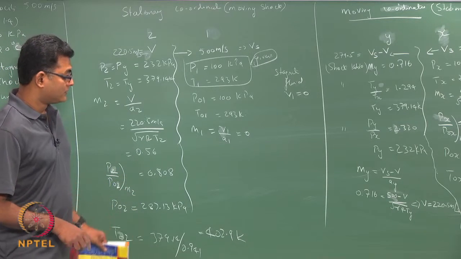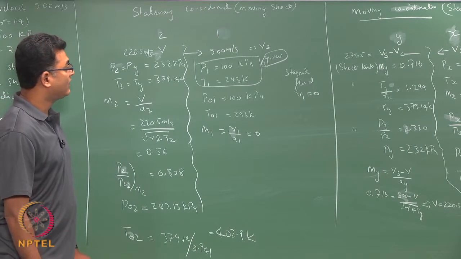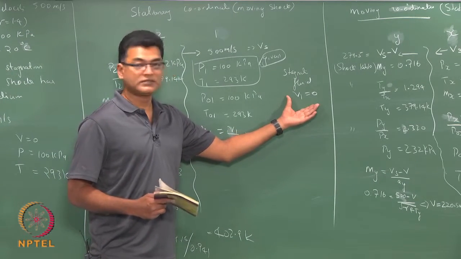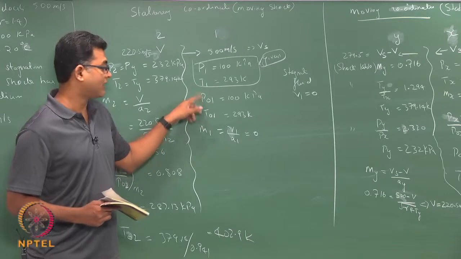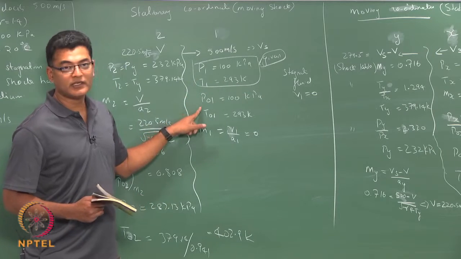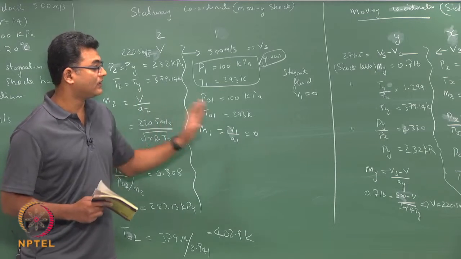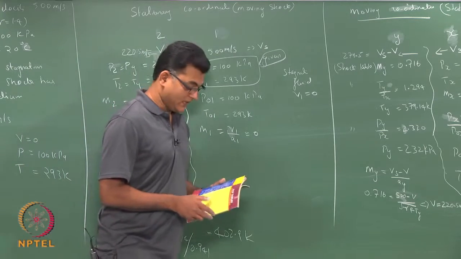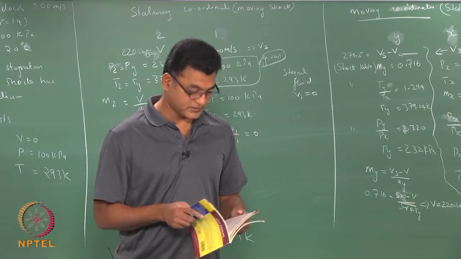Okay. So with this I think you can do any kind of problem, even when the V here is not stationary, except that you cannot equate P01 equals P1. Okay. So if you have a finite velocity here, then P1 and P01 cannot be equated, and T1 and T01 cannot be equated, otherwise everything is the same. Okay, so that brings a small discussion on moving shock.